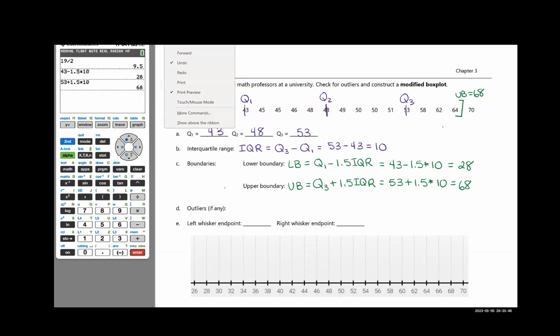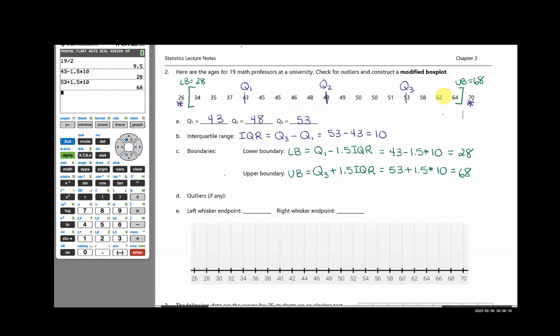So let me go back to my other color here. The data value 26, I'll put a little asterisk there. That's below the lower boundary, so that one is outside of the boundaries. And then on the upper end, the 70 is a data value that is also outside of the boundaries. So those are our outliers, which we will graph.